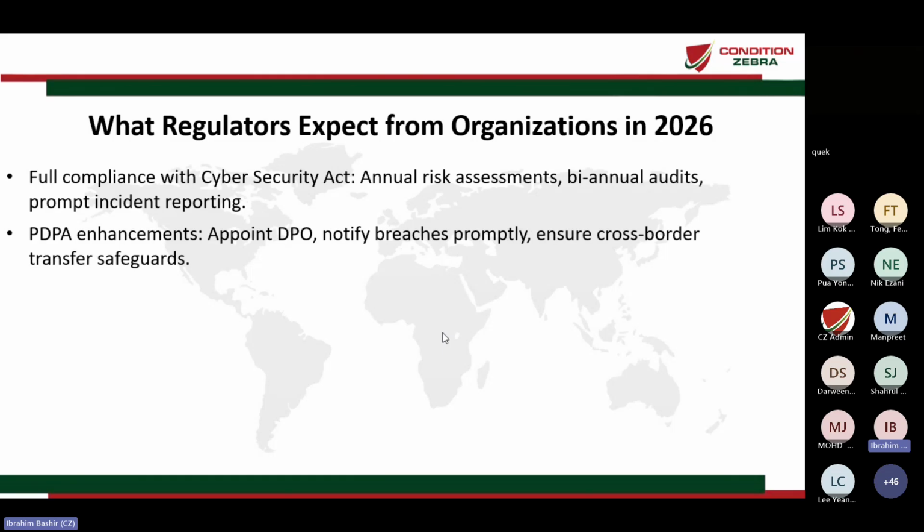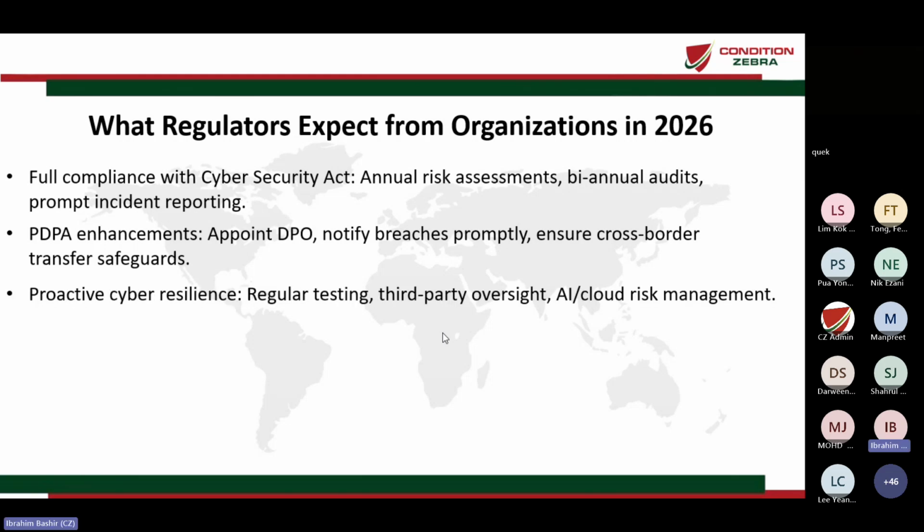Right? And there's also PDPA enhancement, right? So as part of these PDPA enhancements, from the most recently amended 2024 PDPA, it actually requires each organization to appoint a data protection officer or DPO, right? So this DPO is responsible to notify promptly about any breaches and to ensure that any cross-border transfer of data is protected or safeguarded, right? Because now we are always talking about data sovereignty, right? Every country is trying to protect their data, to make sure it doesn't go outside the shores or outside the borders of the country, right?